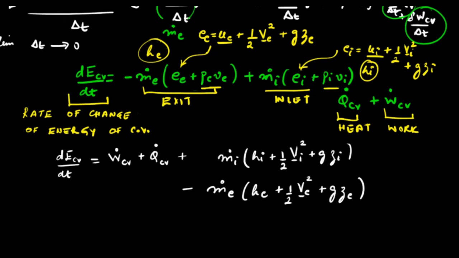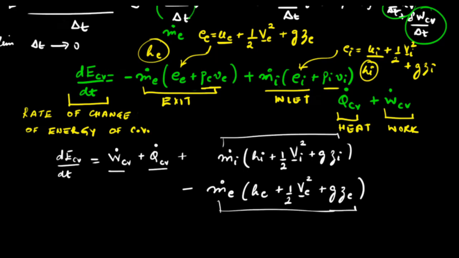That is, the rate of change of energy within the control volume is equal to the rate at which we do work on the control volume, the rate at which we supply heat to the control volume, plus this contribution due to inlet and exit of the mass into and out of the control volume. So this is the energy carried in by mass flow into the control volume, and this is the energy carried out by the mass flow exiting through the control volume.